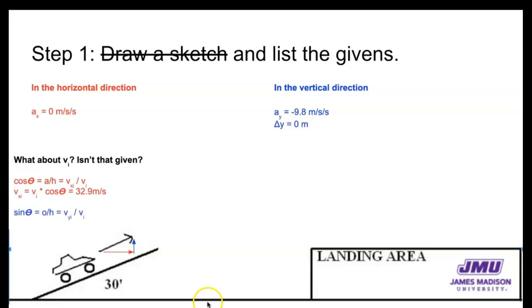I can do the same thing to find Vy initial, except I'm going to have to use sine theta. That's okay. Vy initial is 19 meters per second. And I want to double check before I move on. Are these both positive? Have I lost a negative anywhere? No, one's in the positive x direction, one's in the positive y direction, so I'm in good shape. And I can go to start listing these in my givens.